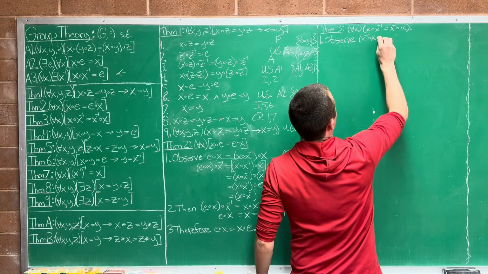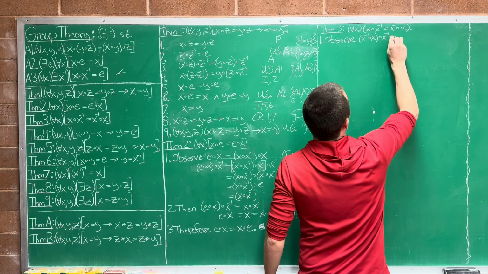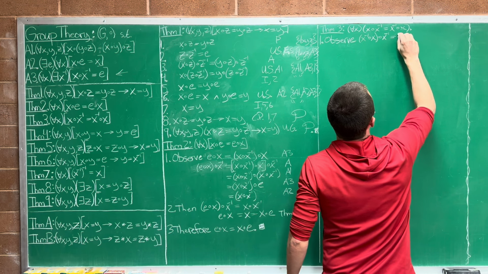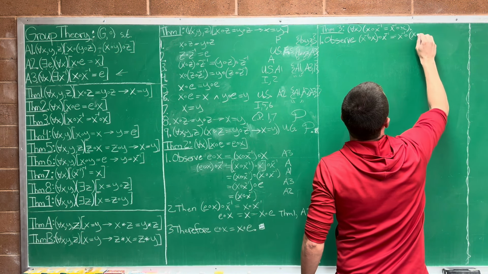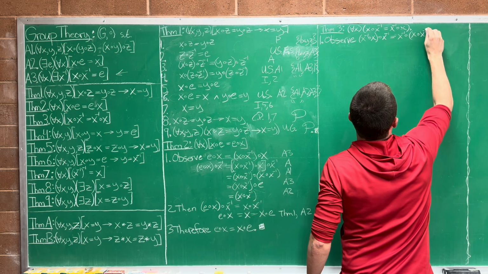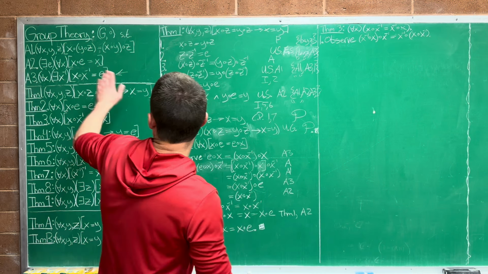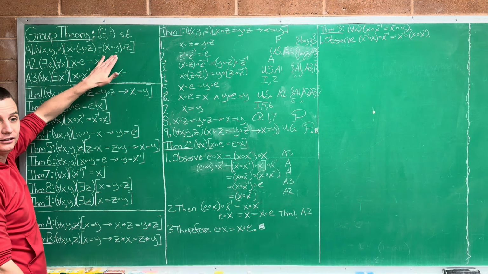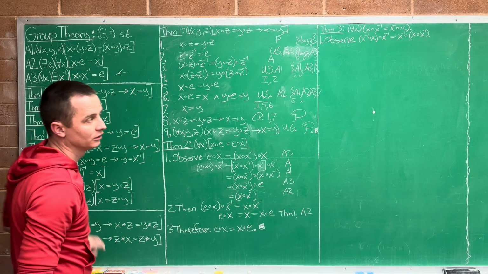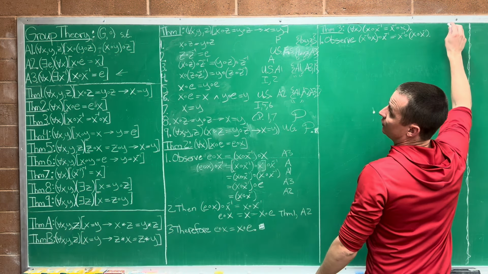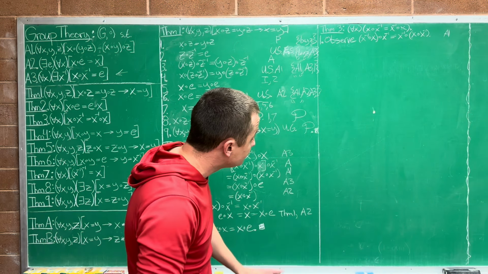x circle x inverse, x inverse circle x inverse is equal to x inverse circle x inverse. So that is just using axiom 1, literally writing this out, substituting in x inverse. Not axiom 3, axiom 1. So that's just using axiom 1.